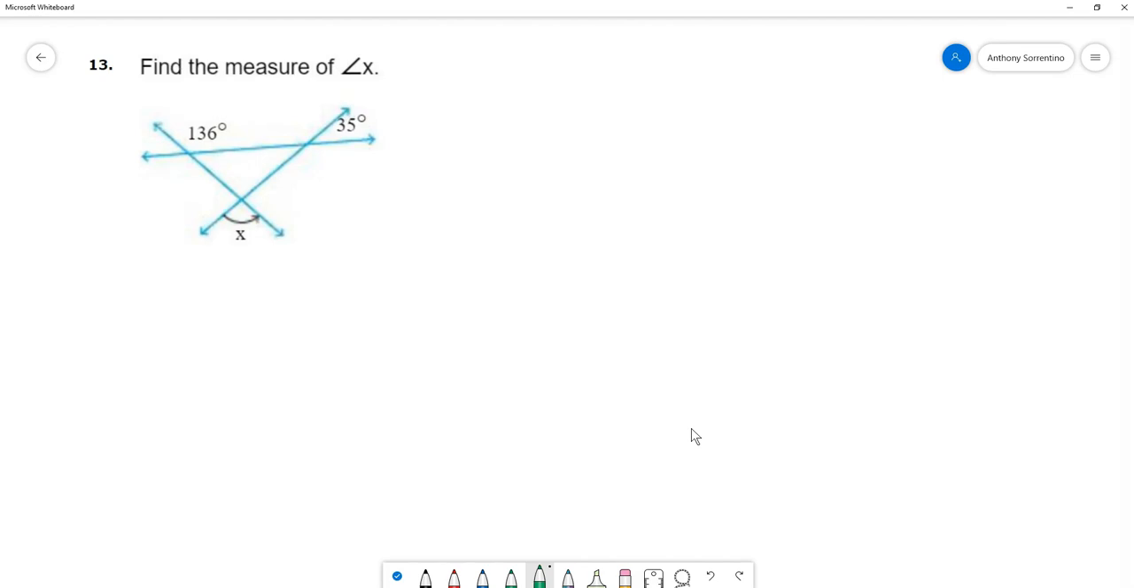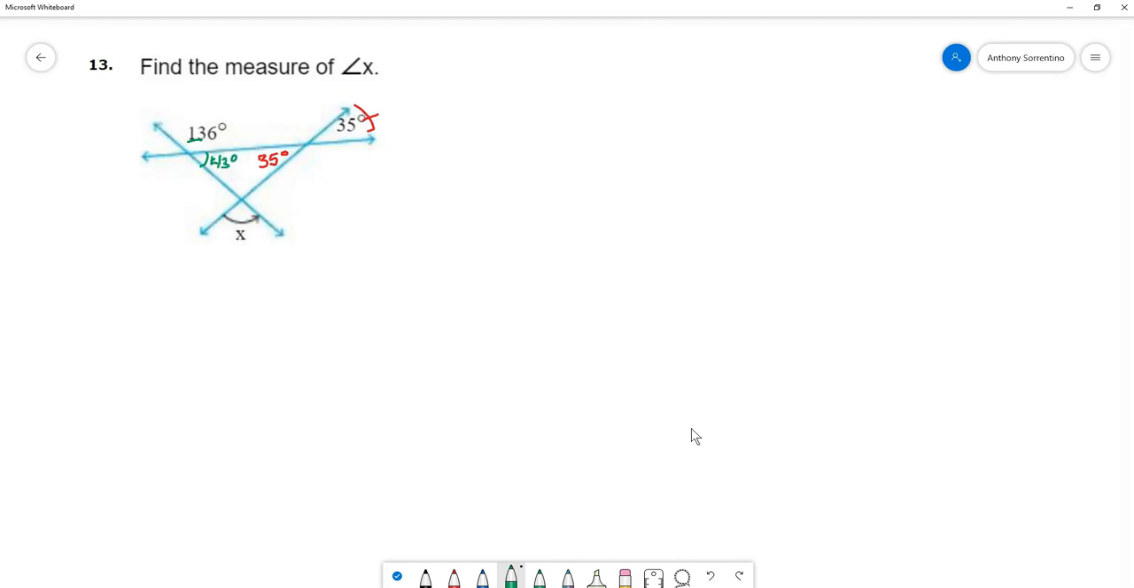There's no parallel lines involved, but I do have a lot of linear pairs, vertical angles, things of that nature. So we're ultimately looking for the value of x there. I know that this angle here is 35 degrees, because it's a vertical angle and therefore congruent to this one. This angle right here is supplementary with 136, so this angle is going to be 43 degrees.